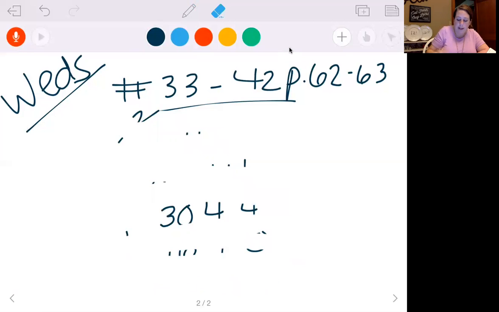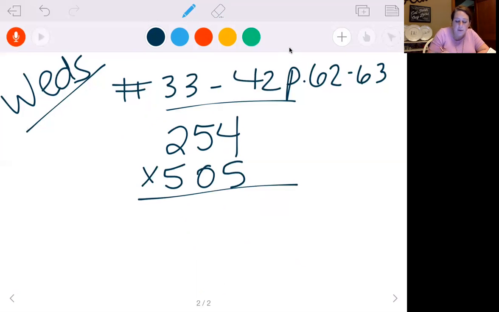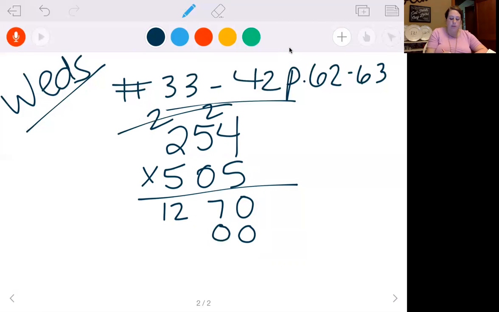You guys seem to have a grasp on it. You just have to remember to put your placeholder 0. And remember again, if you see estimating, I don't want you to estimate, I just want you to multiply. Let's do 254 times 505. 5 times 4 is 20. Put the 0, carry the 2. 5 times 5 is 25, plus 2 is 27. 5 times 2 is 10, plus 2 is 12. Placeholder 0, cross those out. 0 times 4 is 0. 0 times 5 is 0. 0 times 2 is 0.